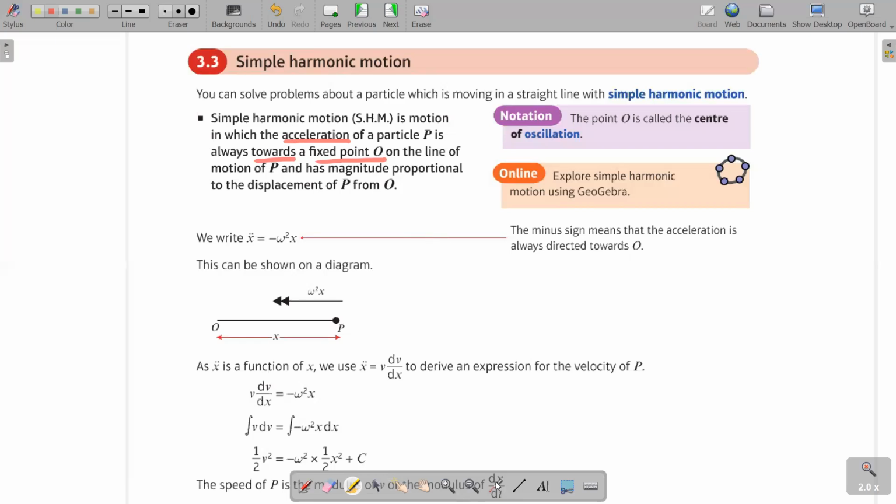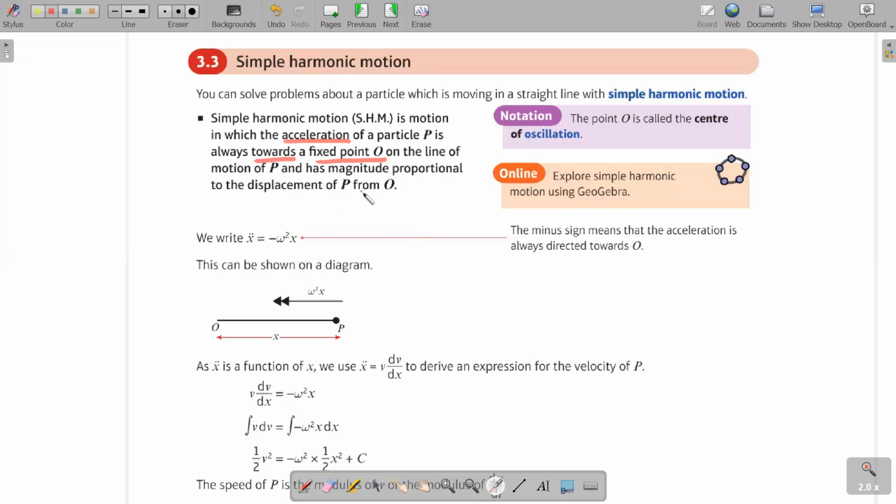And what else are they saying? There's another extra thing. They say the magnitude of this acceleration is proportional to the displacement of the particle from O. Proportional means directly proportional. So the higher the displacement, the higher the acceleration. Can you understand? So acceleration is not constant, it is proportional to the displacement.